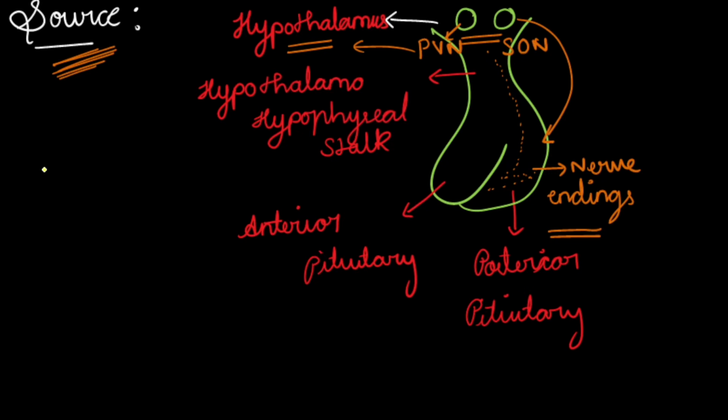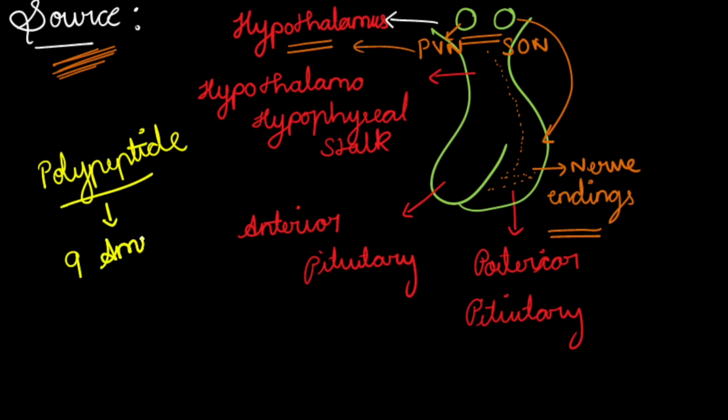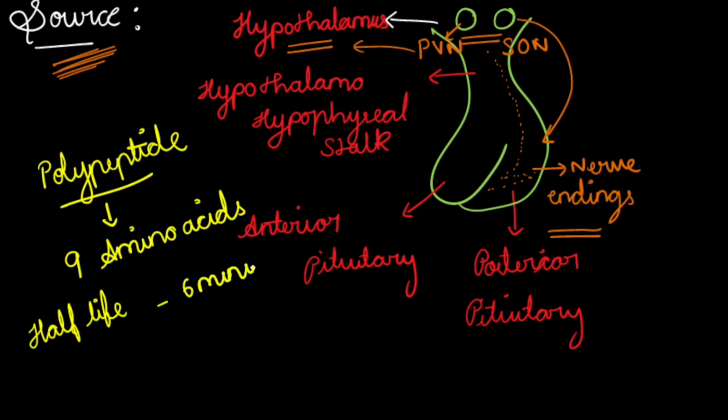Oxytocin is a polypeptide hormone, and this polypeptide, that is protein, is made up of 9 different amino acids, and the half-life of oxytocin is 6 minutes. So this is all regarding the chemistry and half-life of oxytocin.